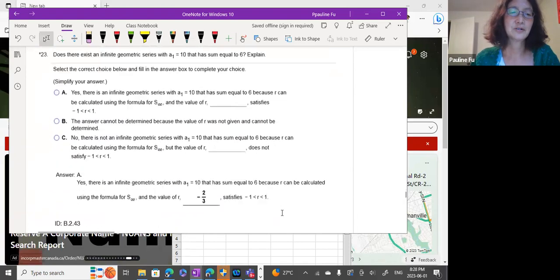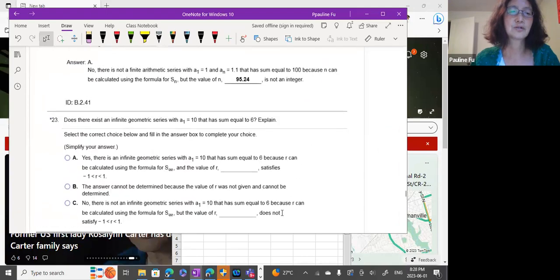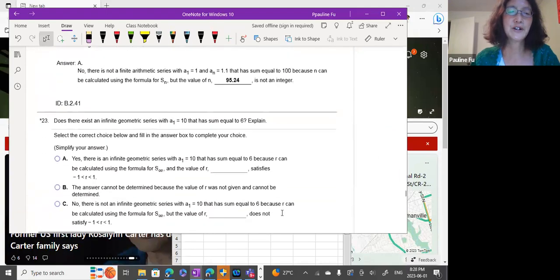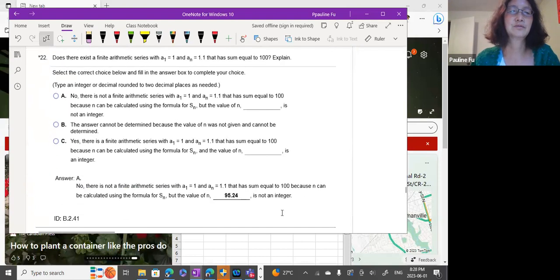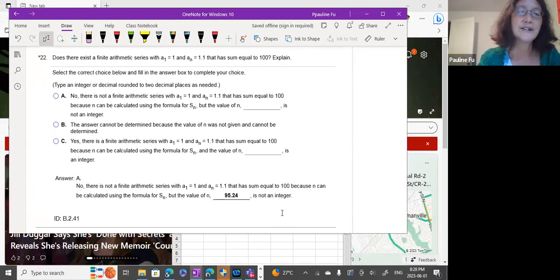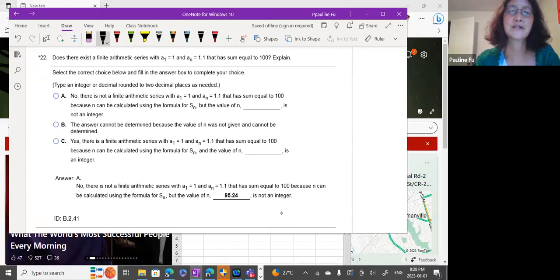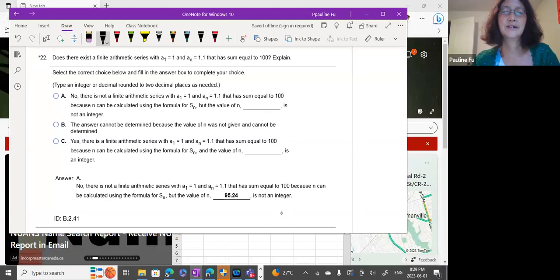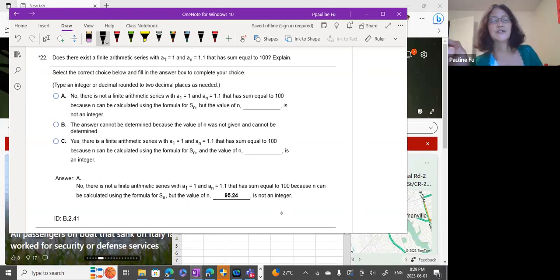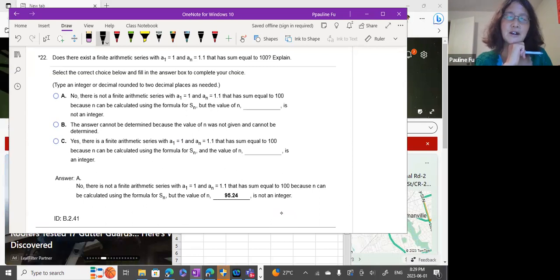Okay, last question. Oh no, 2 more. 23 is our last question. 22: Does there exist a finite arithmetic series with A1 is 1, AN is 1.1, that has a sum equal to 100? Can you find an arithmetic series with A1 is 1, AN is 1.1, and the sum is 100?